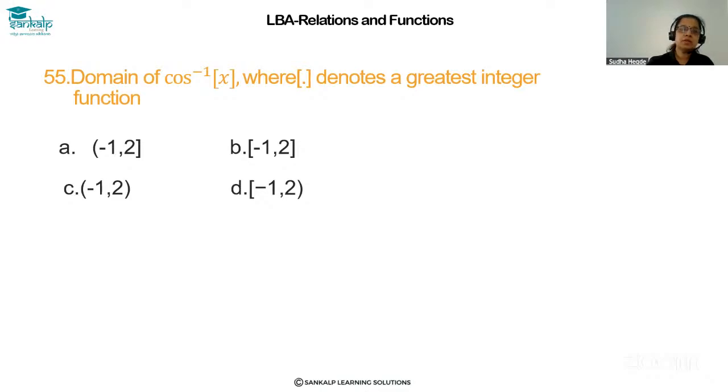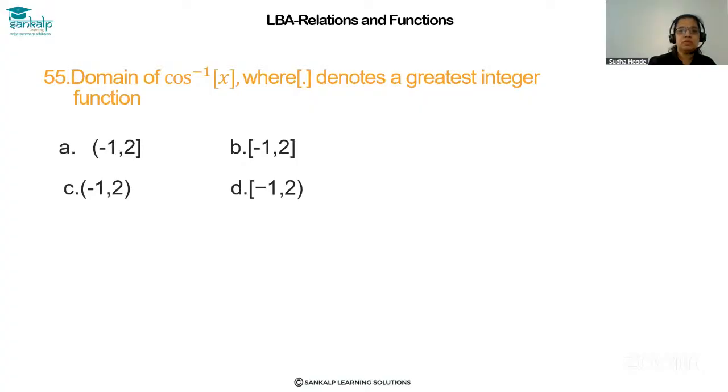Hi students, the question is: domain of cos inverse of the greatest integer x, where the bracket function denotes the greatest integer function. Its symbol is a closed bracket, under which you put x; that is the greatest integer function.